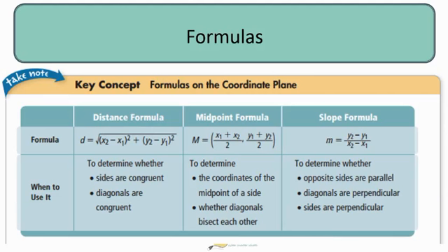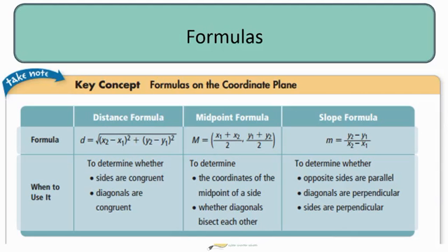Key formulas that help us in coordinate geometry to classify are the distance formula, the midpoint formula, and the slope formula. We can use the distance formula to determine whether sides are congruent or diagonals are congruent. So whether two parts of a figure are the same length or not, that's why we would use the distance formula.